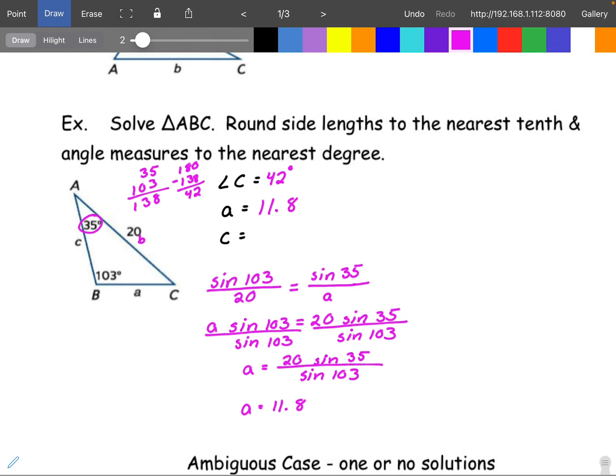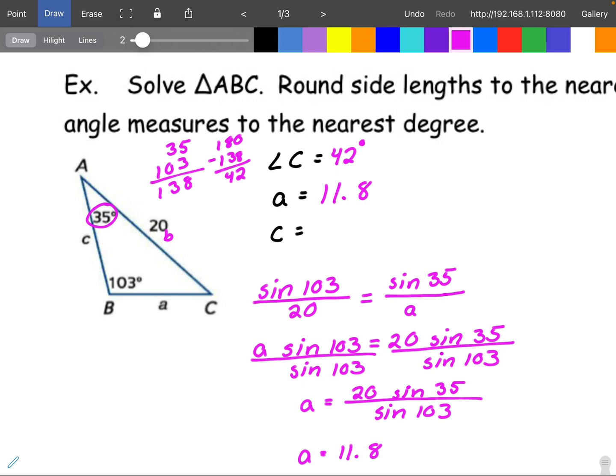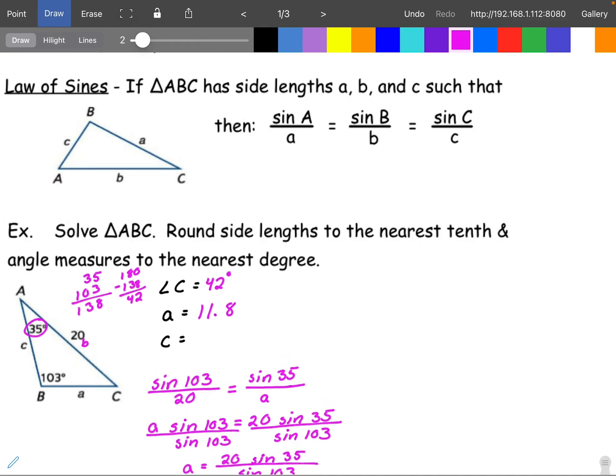Now some of us are tempted to say, okay, well I know two side lengths, can't I just use Pythagorean theorem to find the third one? And the answer is no, because Pythagorean theorem is for right triangles only. And this triangle is not a right triangle. There is no 90-degree angle in this triangle. Therefore, Pythagorean theorem is useless here. So what we need to do is we need to go back to our law of sines, and then we need to now find C.